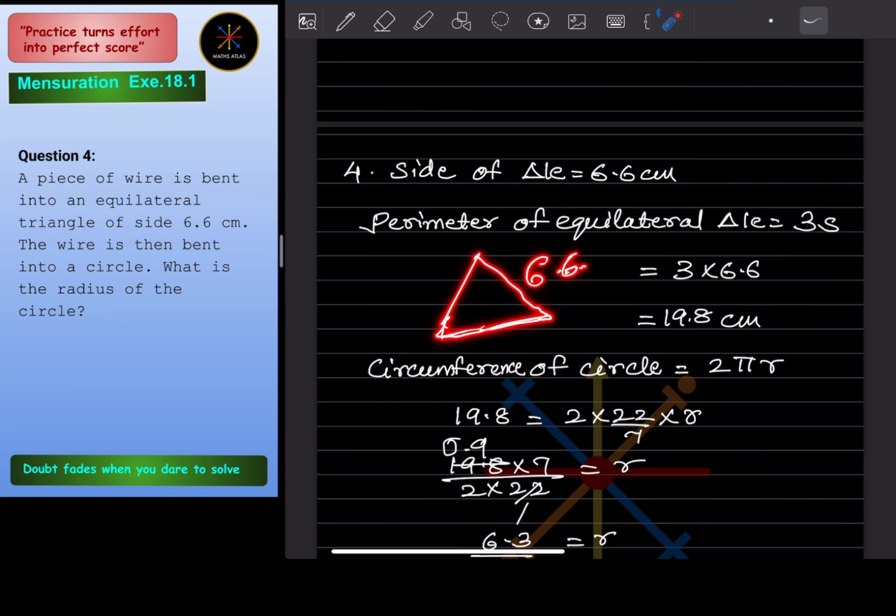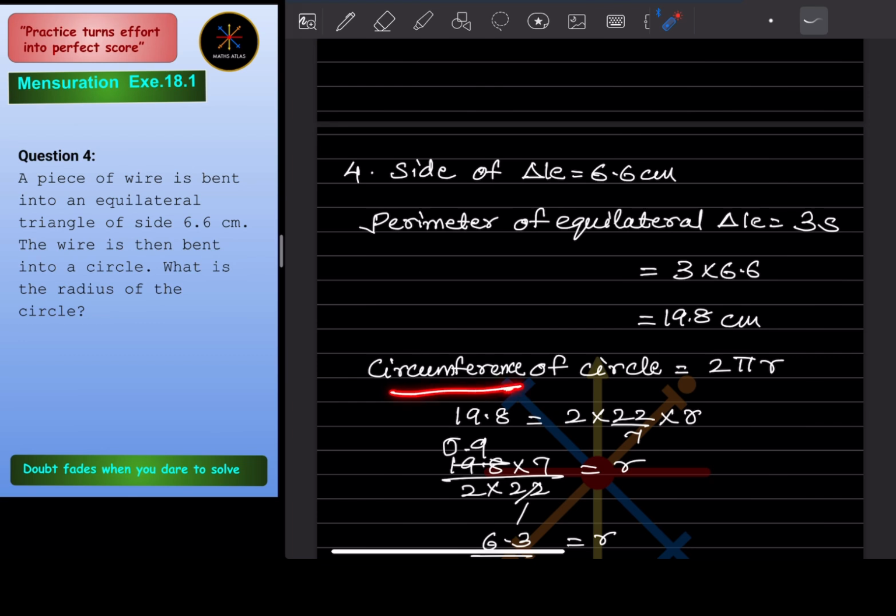So the perimeter of the equilateral triangle will be, all sides are 6.6 because it's an equilateral triangle. First we'll find the perimeter, because they asked what is the radius of the circle. So in this case, let us find the perimeter first. 3 into S, so 3 into 6.6 will be 19.8 centimeter. Now we can say either perimeter of circle or the circumference of circle, as I told you earlier.